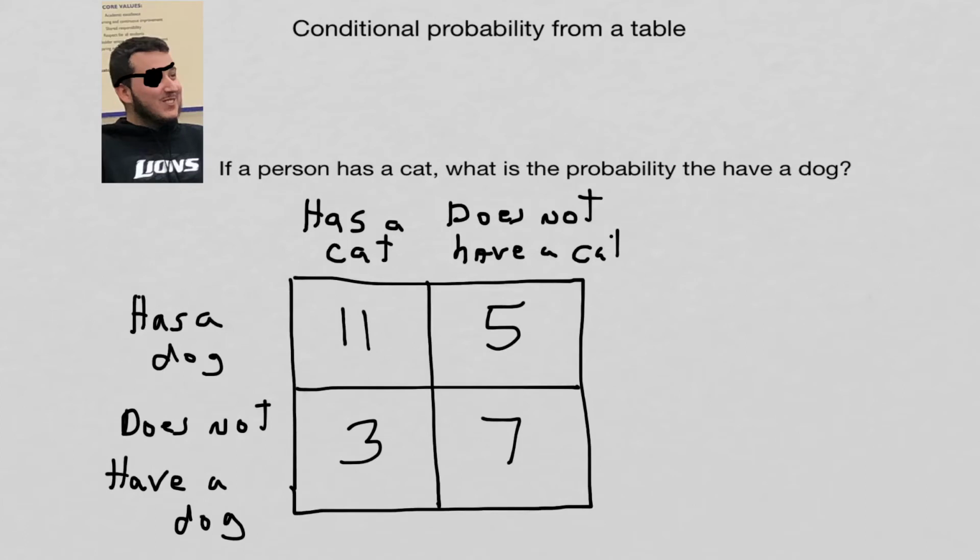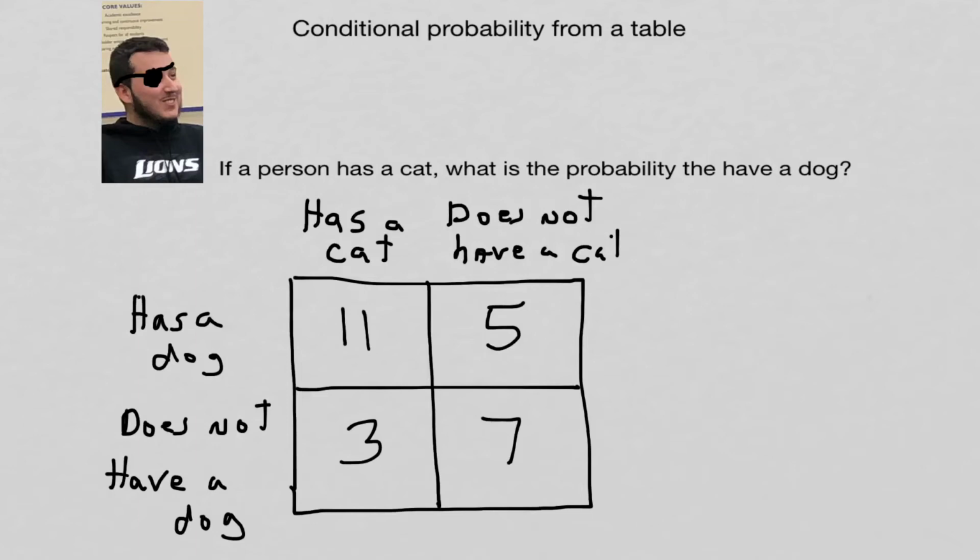All right, here's another table and another question. It's just people if they own cats and if they own dogs. Watch how this question is worded. If a person has a cat, what's the probability they have a dog?